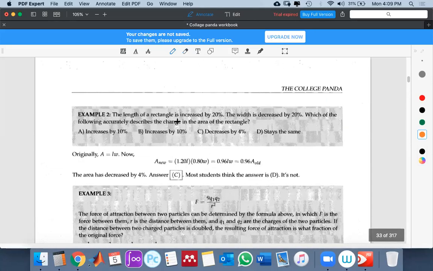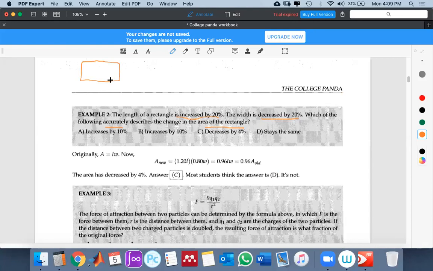The length of a rectangle increased by 20%. The width decreased by 20%. Which of the following accurately describes the change in the area? Now let's be careful. To solve this kind of question, let me tell you one simple way.